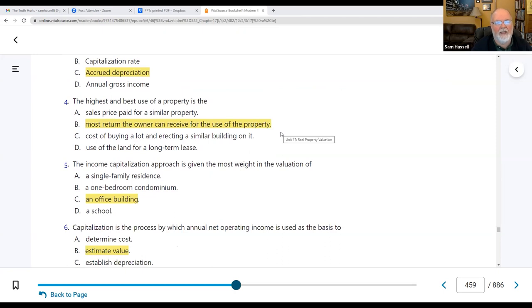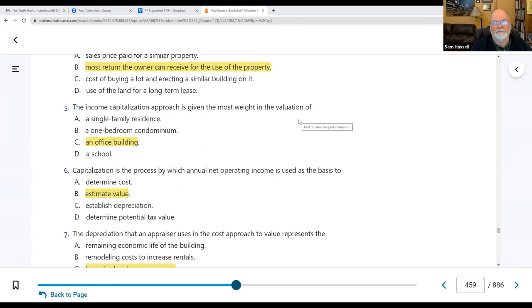Number four, the highest and best use of a property is the B, the most return an owner can receive for the use of that property. Okay, so what's the best use of the property? What's the most return I can get from it? All right, that's what we're going to decide. It doesn't always mean more buildings.